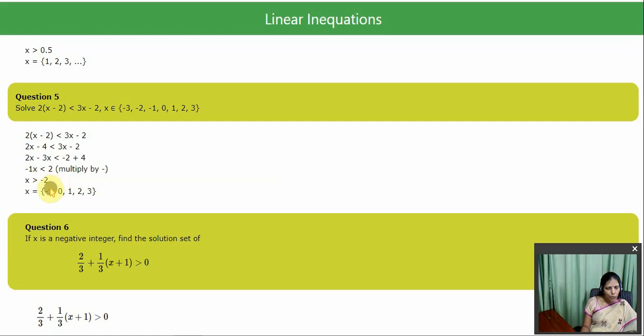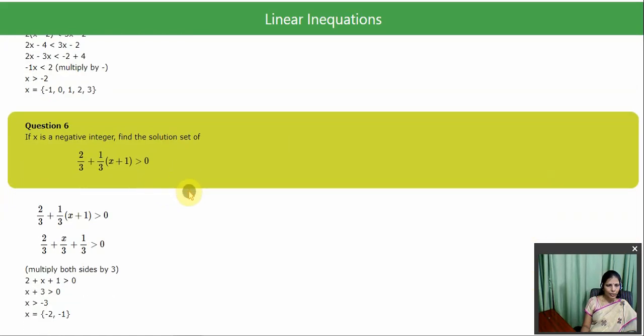So all the values which are all greater than minus 2 will be the solution for the inequality. But the solution need to be picked from this set. So all the numbers which is greater than minus 2, what are all the numbers greater than minus 2? This part, that is minus 1, comma 0, comma 1, comma 2, comma 3 will be the solution for the inequality. Right? Now we will go to the next question.